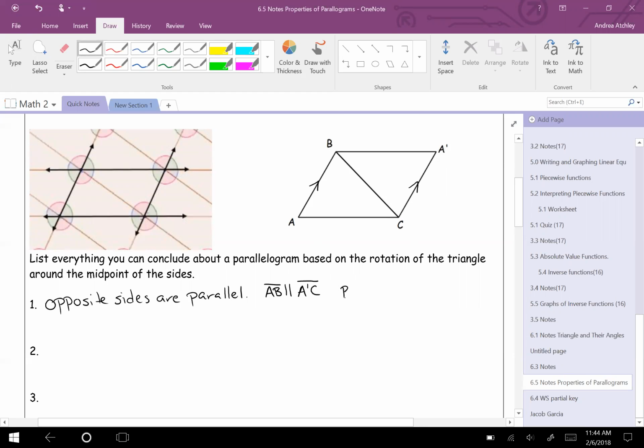And that segment BA prime is also parallel to segment AC. And to show that those are parallel, we put the little parallel marks, but we double them so we know that these two are parallel to each other. Okay. We always want to mark the figure.